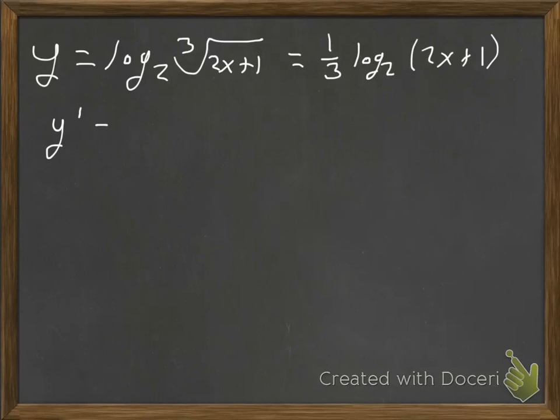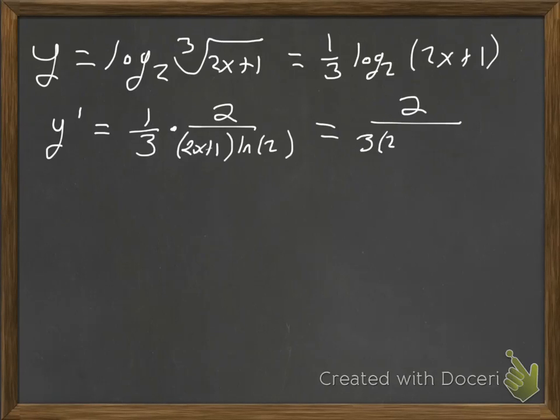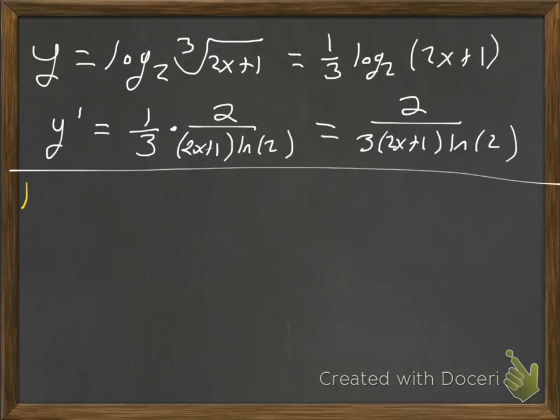Now we're ready to go with the derivative. 1/3 is hanging out in front, times the derivative, so we have a composite, so the derivative of the 2x plus 1 is just 2, and then it's going to be u times ln of the base. The u is the 2x plus 1, and the base is 2, so ln of 2. And if you want to rewrite that a little bit, we can make it look a little nicer. You can distribute that 3 through if you want to, but I'm just going to leave it as is.